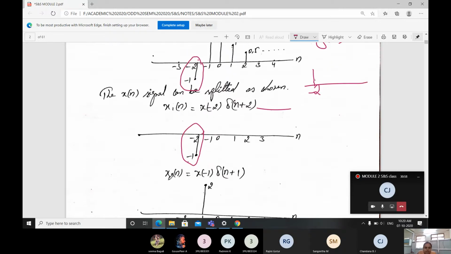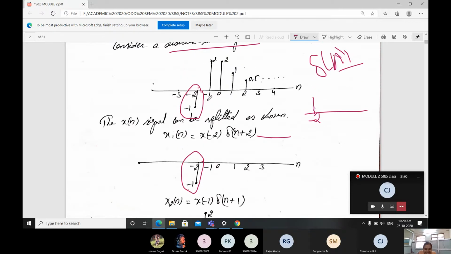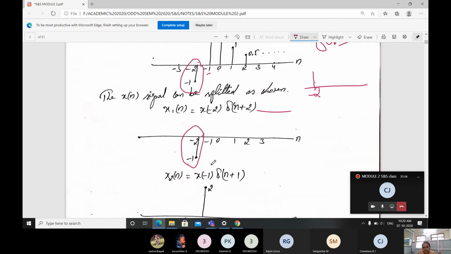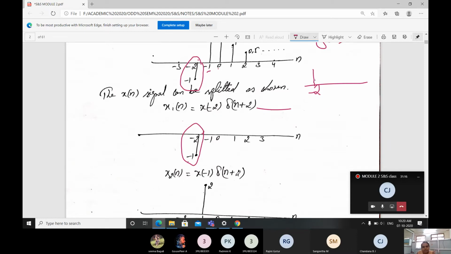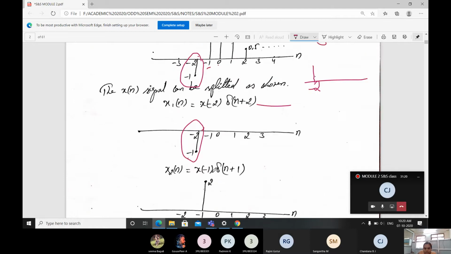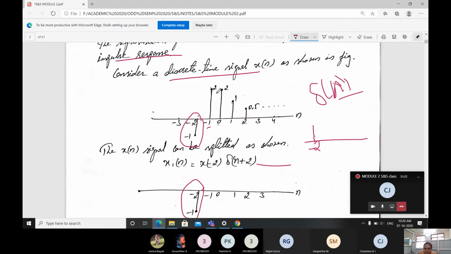Then I'm going to choose the next sample, that is -1. That is x2 of n. It is going to be x of -1 delta of n plus 1, because earlier it was n plus 2, shifted by 2 positions towards the left. Next, n plus 1 is shifted by 1 position, for that reason. Then I will get the next sample, this sample.